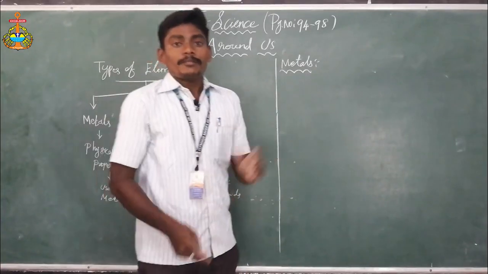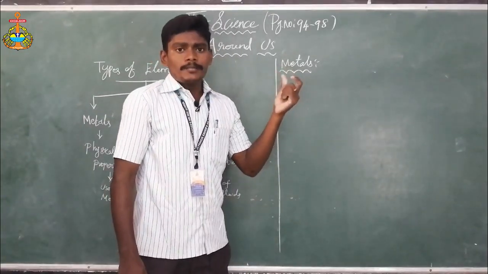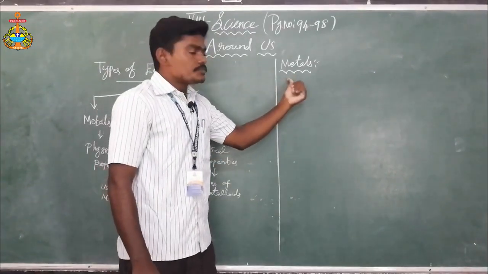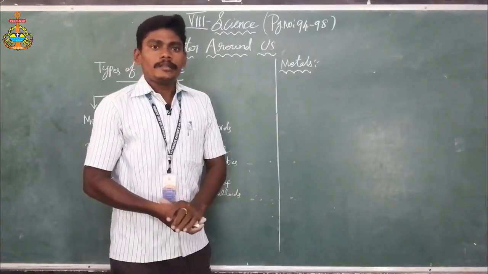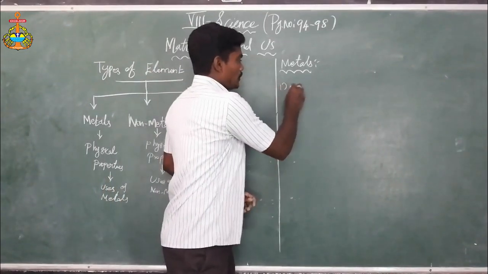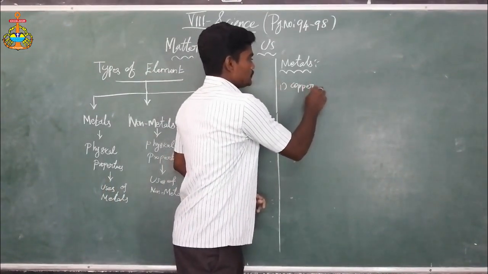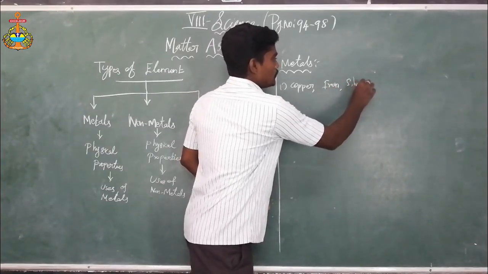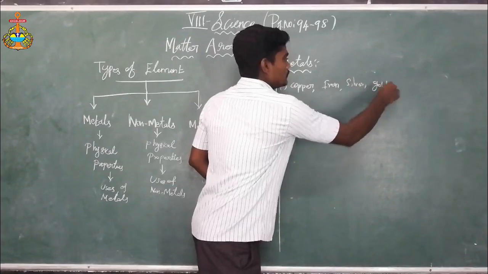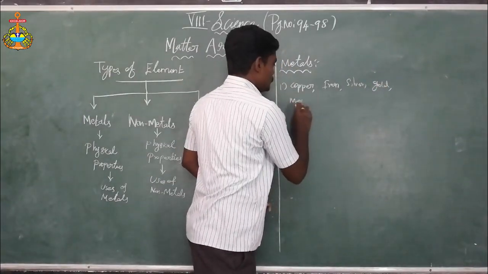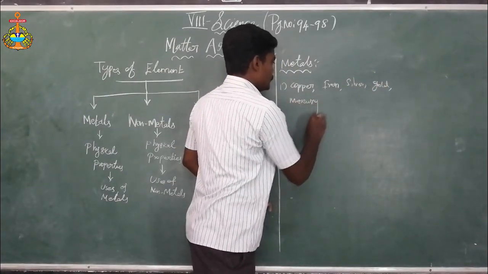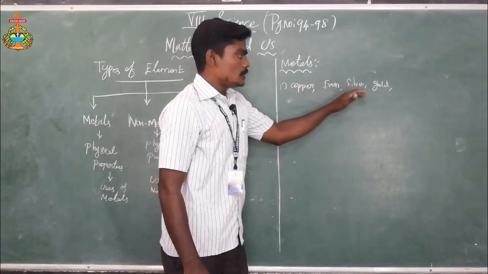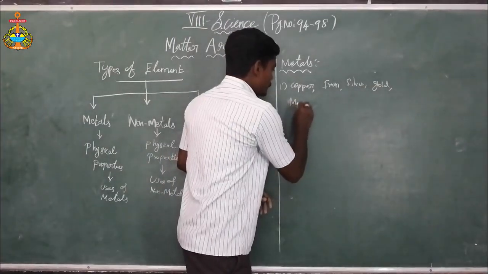Metals: from the periodic table, we have 118 elements. The metal types of elements are ones we use in our daily life: copper, iron, silver, gold, mercury.